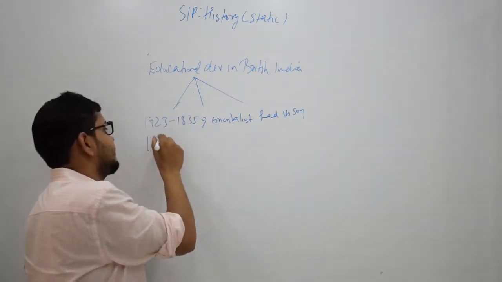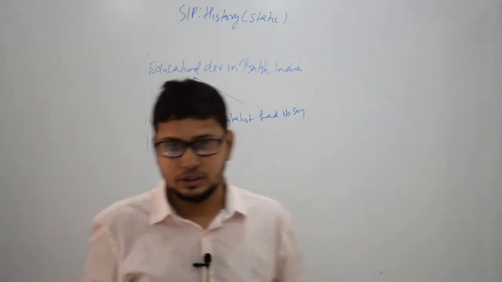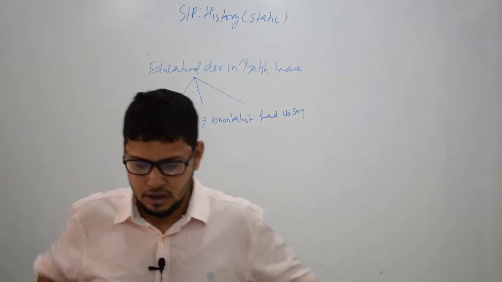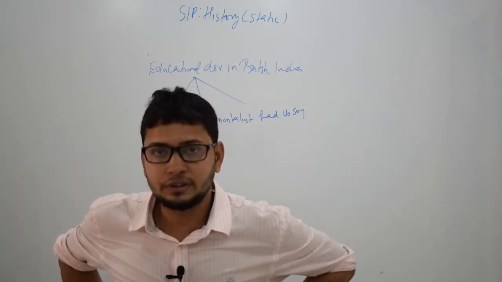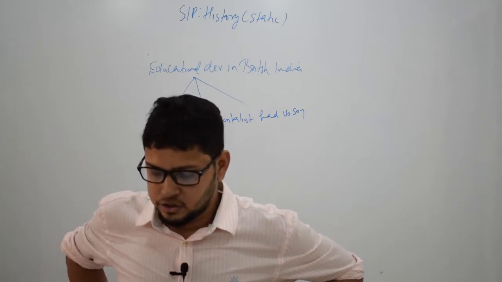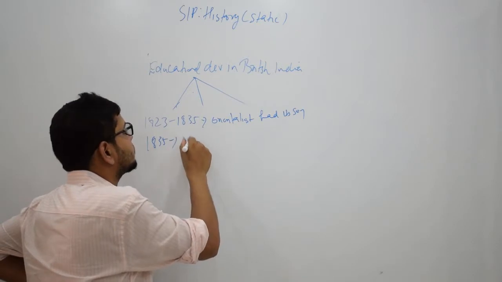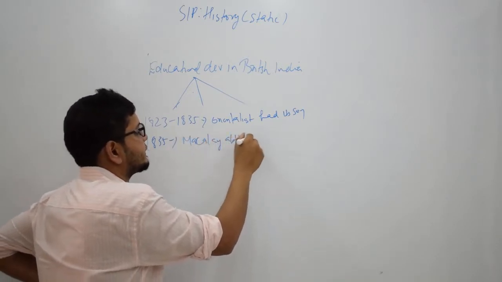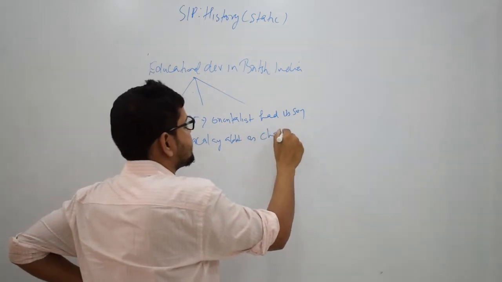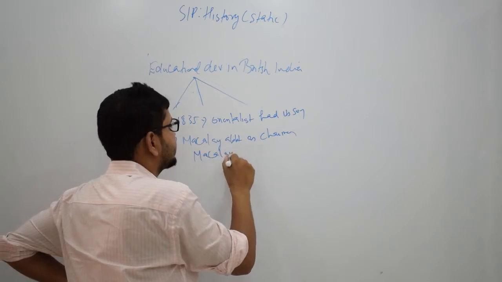But in 1835, Lord Ripon was the Governor General of India, and Lord Ripon appointed Thomas Macaulay as the chairman of the General Committee of Public Instruction. And he gave his famous Macaulay Minute.